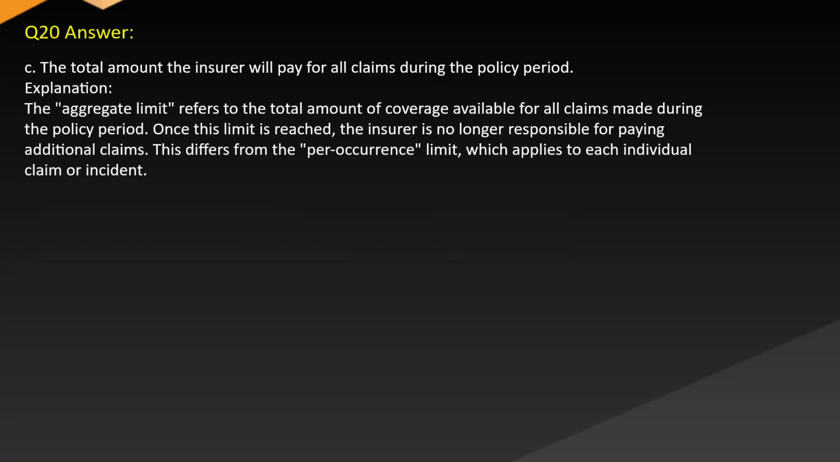Answer. C. The total amount the insurer will pay for all claims during the policy period. Explanation. The aggregate limit refers to the total amount of coverage available for all claims made during the policy period. Once this limit is reached, the insurer is no longer responsible for paying additional claims. This differs from the per occurrence limit, which applies to each individual claim or incident.